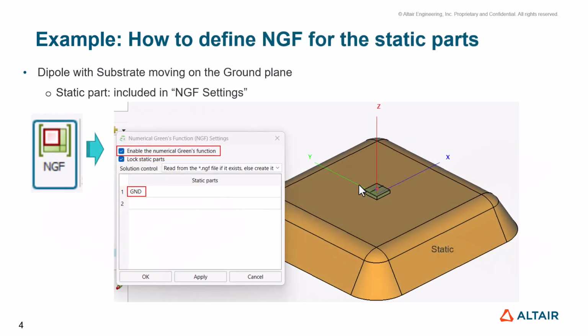So in CAD Feko, this is how it would look when you enable the NGF. You just open the dialog and then enable the numerical Green's functions. Also, what you typically do is lock the static parts. That means that the mesh of the static parts will not be changed afterwards. It will be fixed.